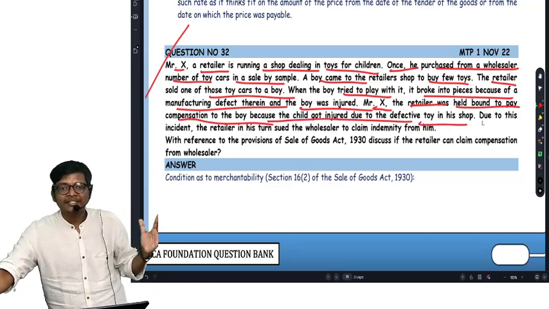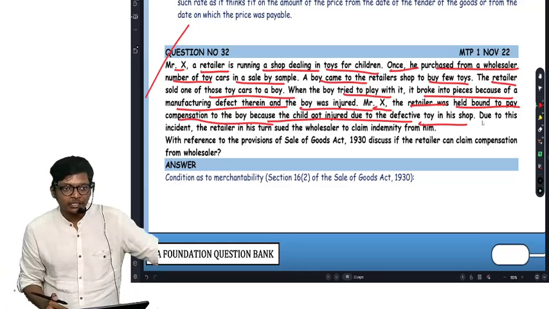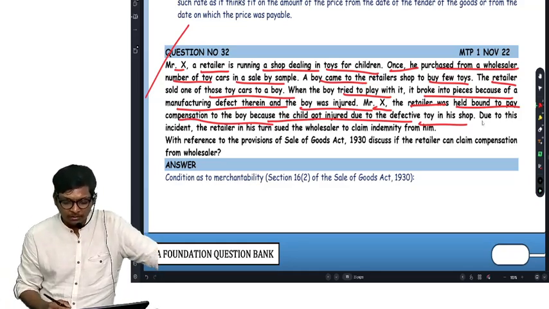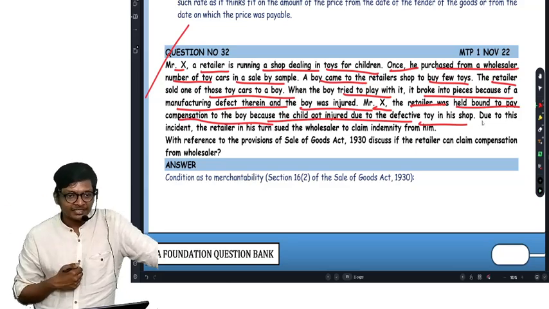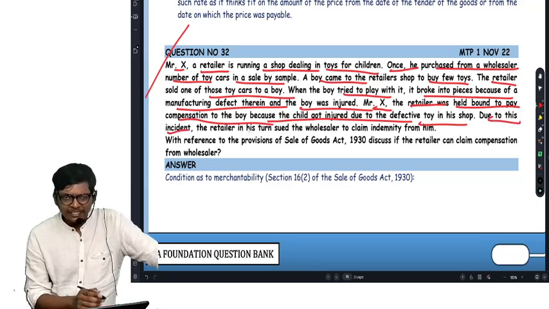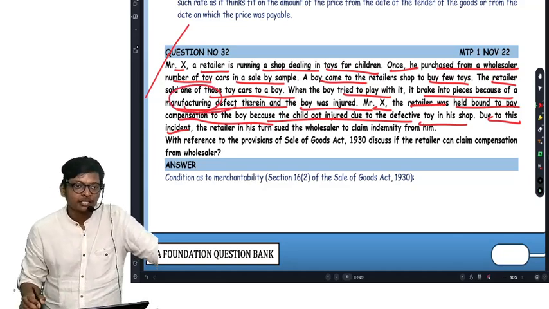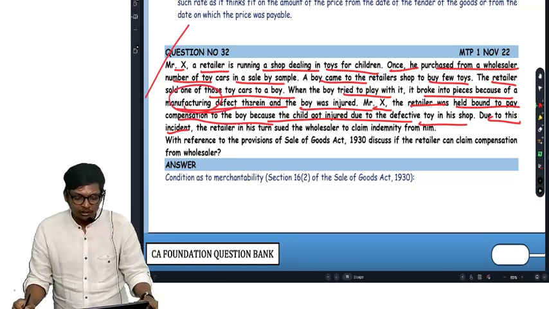Imagine going to Hamleys, you saw a car, you are playing with the car, and it broke, or you fell down and got hurt. So Hamleys will compensate you. Due to this incident, here they are not saying it is the boy's mistake. The toy, the product, has a manufacturing defect, not the boy's fault.